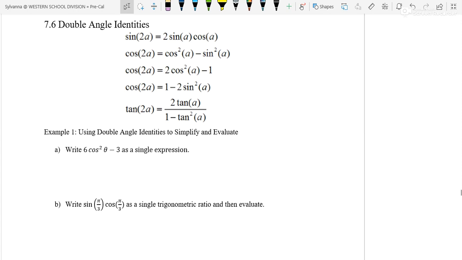This first one tells us to write it as a single expression. Well, I have to compare what's given to me here with the ones up above. This looks pretty similar to this one, but I probably need to factor this out first and see what I get. So I can probably factor out a 3 here. Once I do that, I would get 2 cos squared theta minus 1. Now that looks like this identity over here. So I'll replace the stuff in the bracket with cos of 2, and my angle is theta.